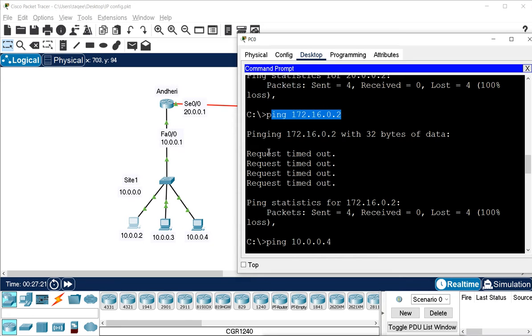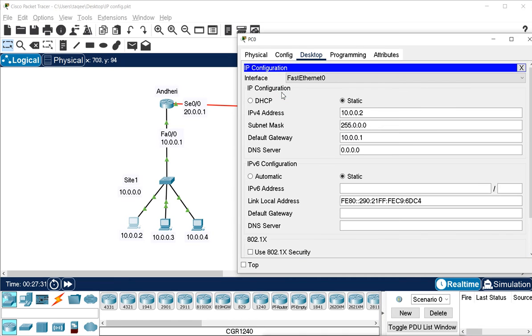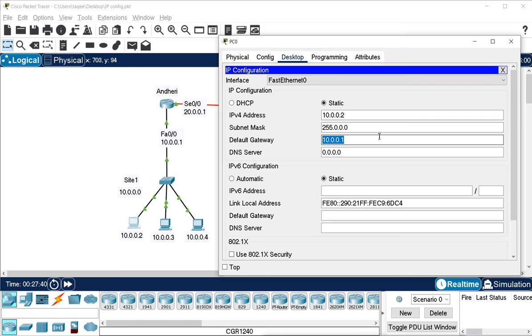So it was saying timeout because our machine does not know about the gateway. We have not given the IP address of the gateway. But now we configure the gateway, we inform the machine that this is our router, this is our gateway, and if you want to go to any other network, then you have to go through this gateway.